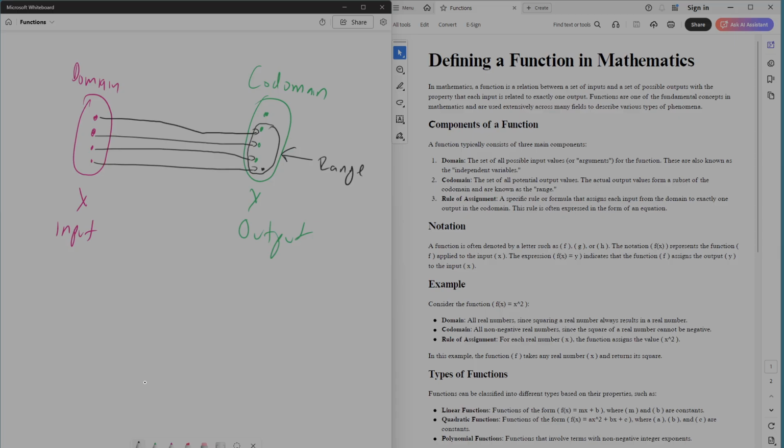A function is often denoted by a letter such as f, g, or h. So for example, f of x will go to y. So f of x indicates that a function f assigns the output y. So x is usually called the independent variable, and y will be your dependent variable.